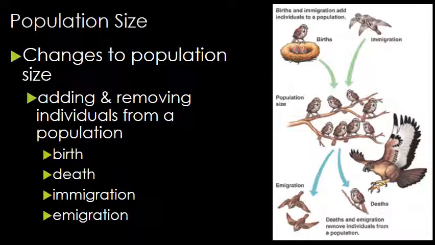Population density is calculated by dividing the number of individuals in a population by the unit area. The size of the population is affected by the number of births, the number of deaths, the number of individuals entering the population, or immigrating, and the number of individuals leaving the population, or emigrating. So if you look at population size, you're going to have to factor these in. Births and immigration cause a population to go up. Deaths and emigration cause a population to go down.